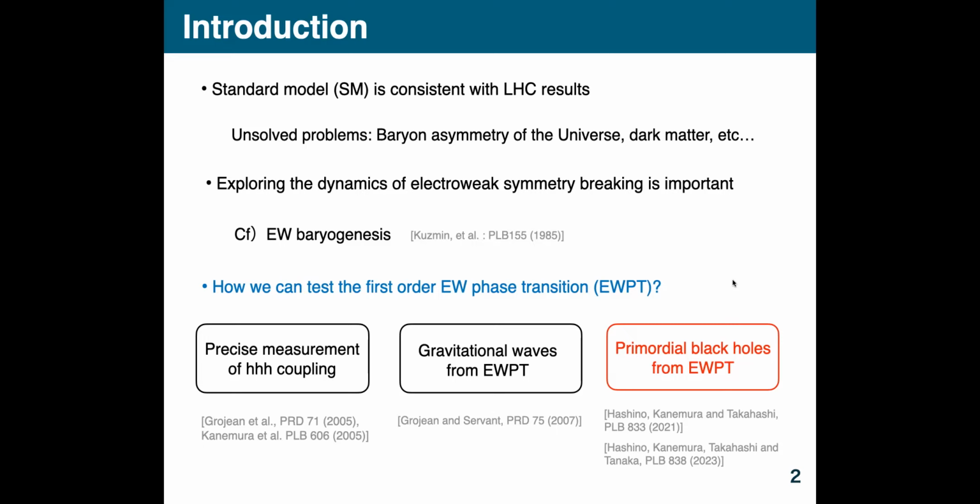There are three options. The first one is a precise measurement of the triple Higgs boson coupling at a future collider experiment. The second one is an observation of the gravitational waves produced by the first order electroweak phase transition. And then there's a new way to explore the first order electroweak phase transition: primordial black hole observation. So in this talk, I'd like to explain the relation between primordial black holes and the electroweak phase transition.